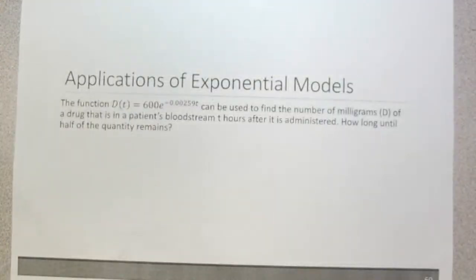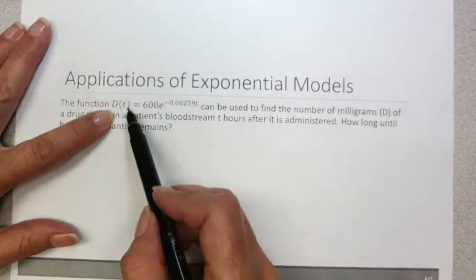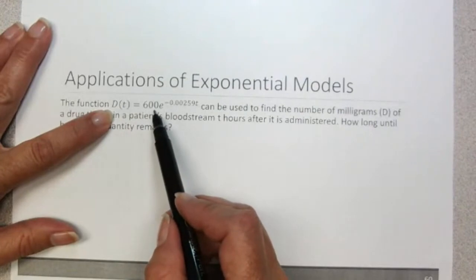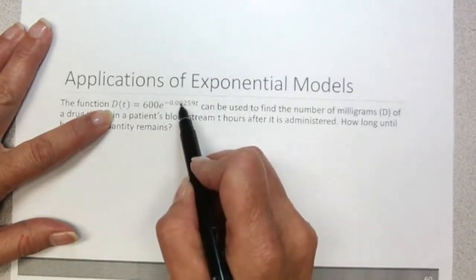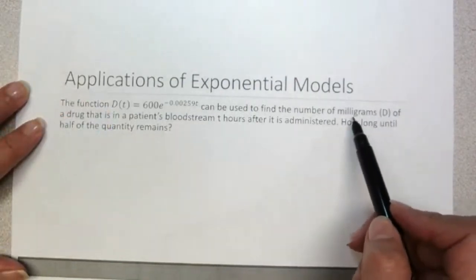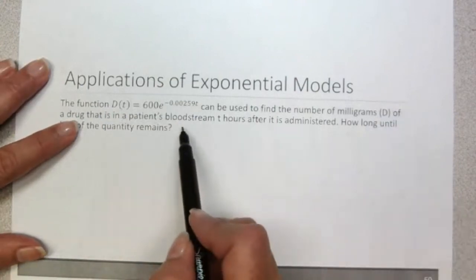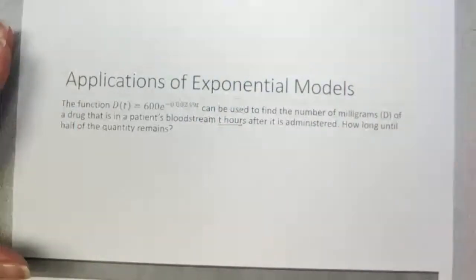So they're just 4 examples. Let's look at this one here. Here we have a function d that takes t as its input. d of t equals 600 e to the negative 0.00259 t. And this function is used to find the number of milligrams, that's going to be d, of a drug that's in a patient's bloodstream t hours after it's administered.